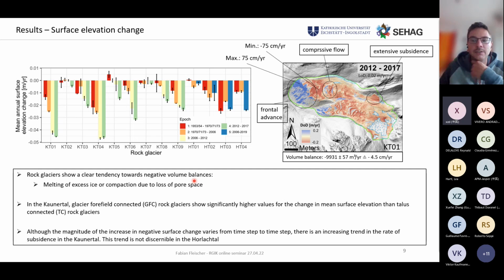The studied rock glaciers show a clear tendency towards negative volume balances. And as the negative values predominate in the balances, this clearly indicates a melting of excess ice or a compaction due to loss of pore spaces. Although I didn't mark them here, these negative values are more pronounced on rock glaciers that are connected to glacier forefields than on talus-connected rock glaciers.